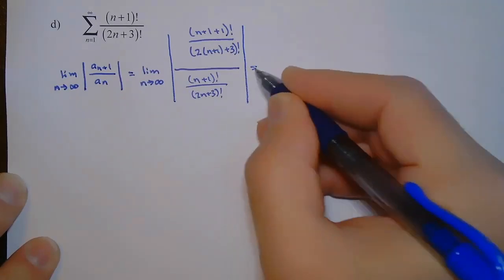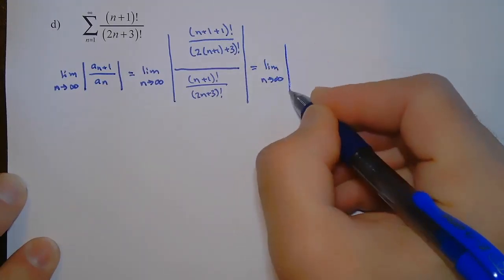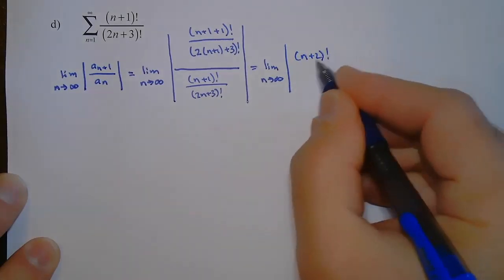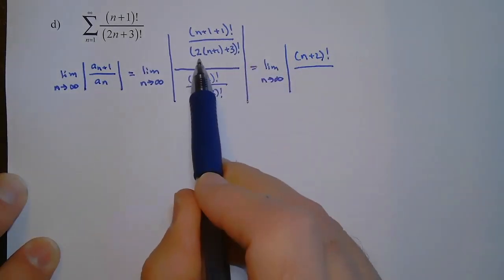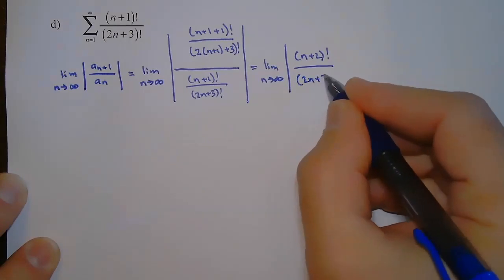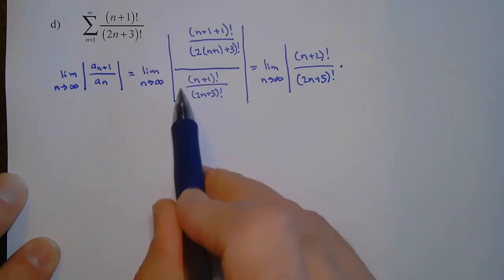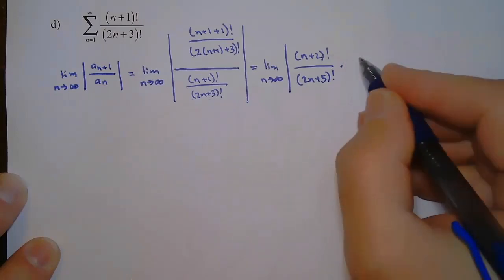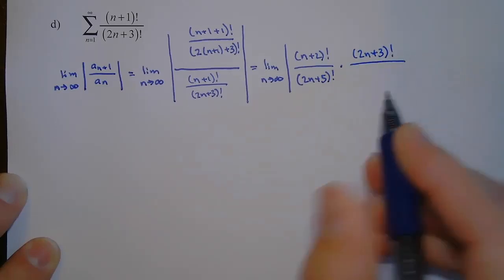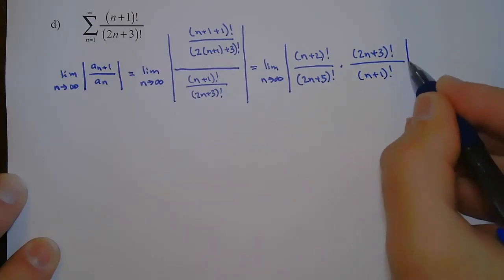So this is equivalent to the limit as n goes to infinity of the absolute value of (n plus 2) factorial over, this right here would be 2n plus 2 plus 3, so it'd be (2n plus 5) factorial, times, now remember we're going to multiply by the reciprocal of this fraction, so it's going to be (2n plus 3) factorial over (n plus 1) factorial. And then close the absolute value.